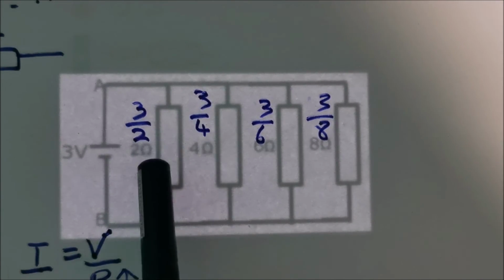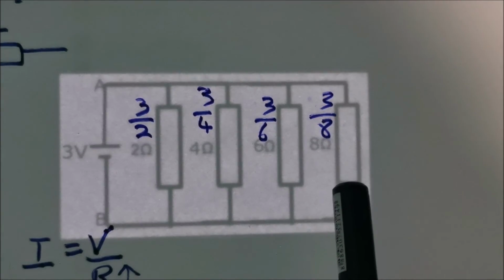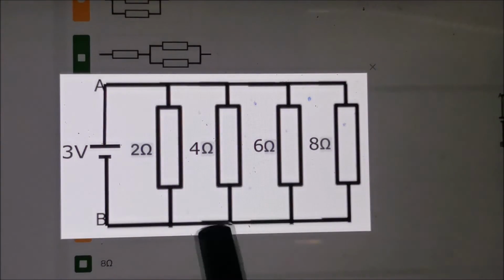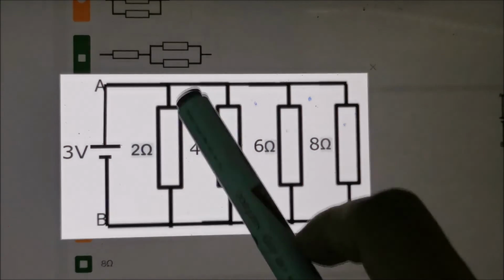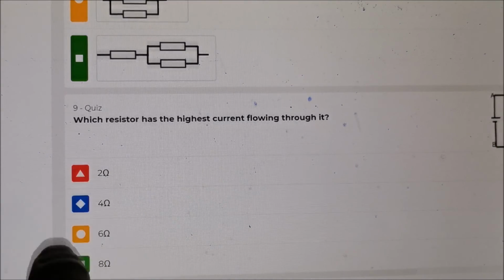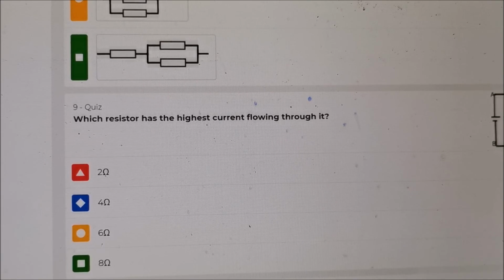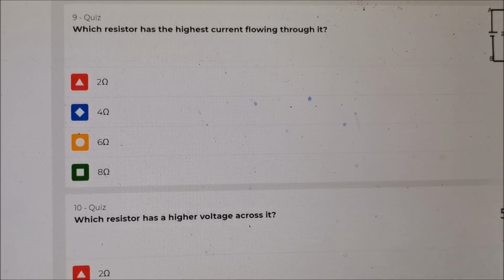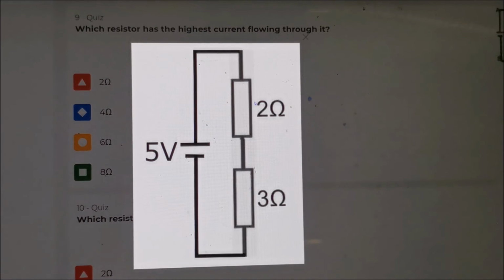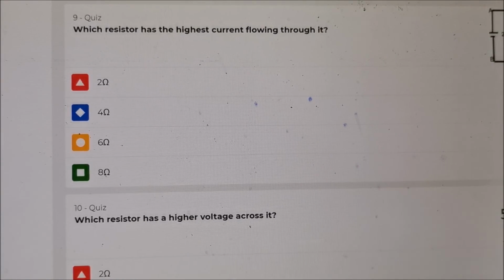So of course the resistor with the highest current is the 2 ohm resistor. Okay, which resistor down here will give you the higher voltage? Has a higher voltage across it.